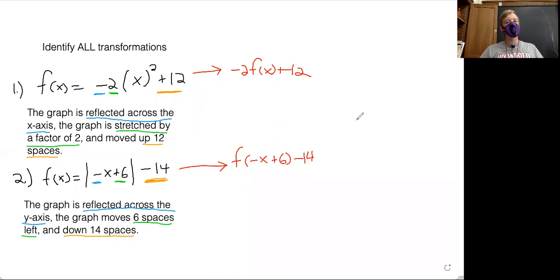All right, let's do another set of practice problems here. But are there any questions on these two before we take a look at the next ones? All right.